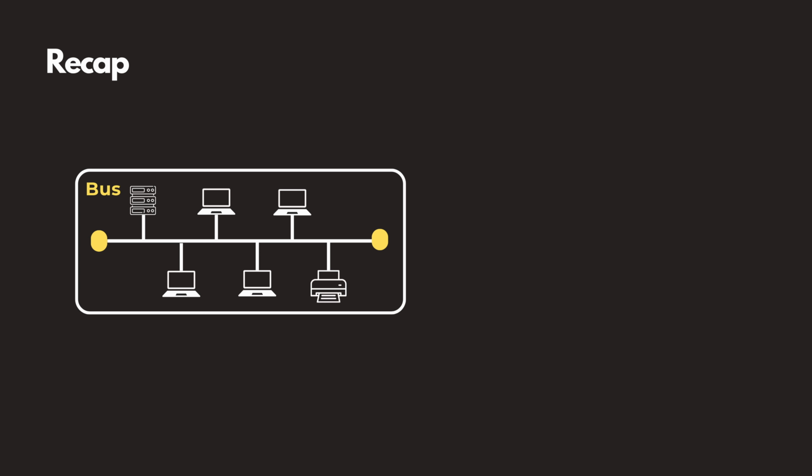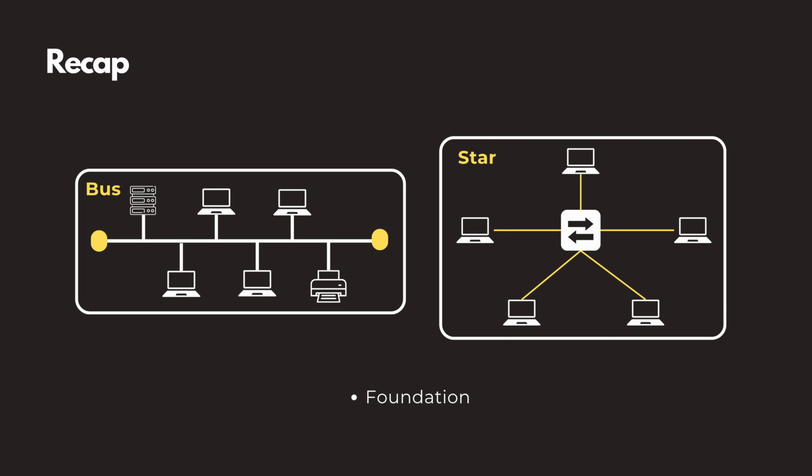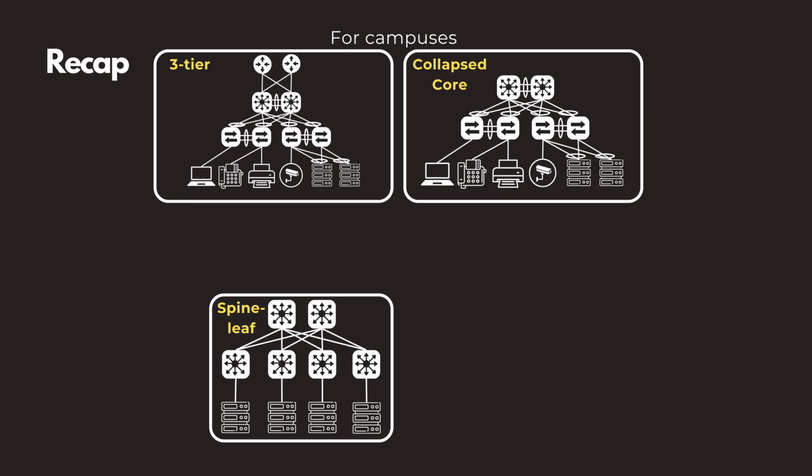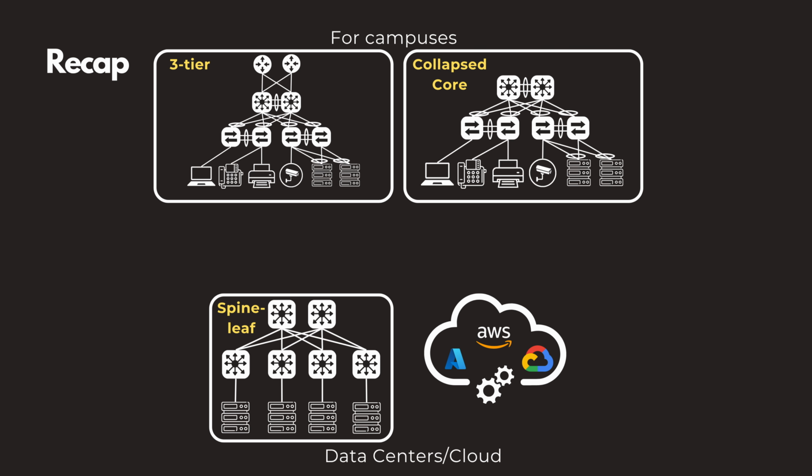To recap, bus and star are the foundation. 3-tier or collapsed core are used for campuses. Spine leaf and cloud VPCs for data centers. Hub and spoke or partial mesh for tying sites together.